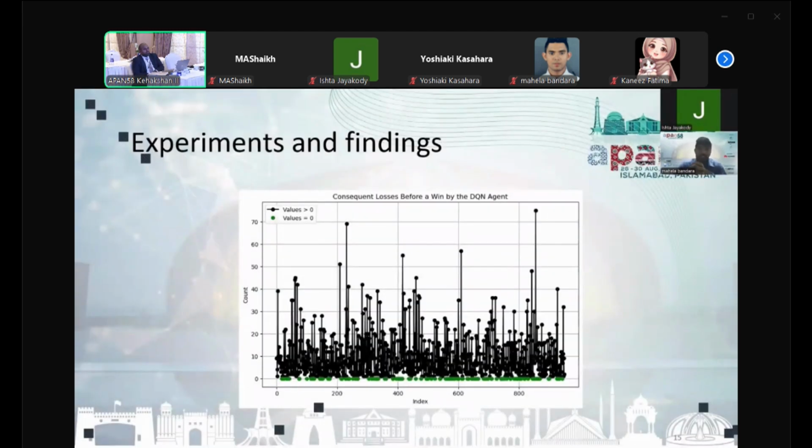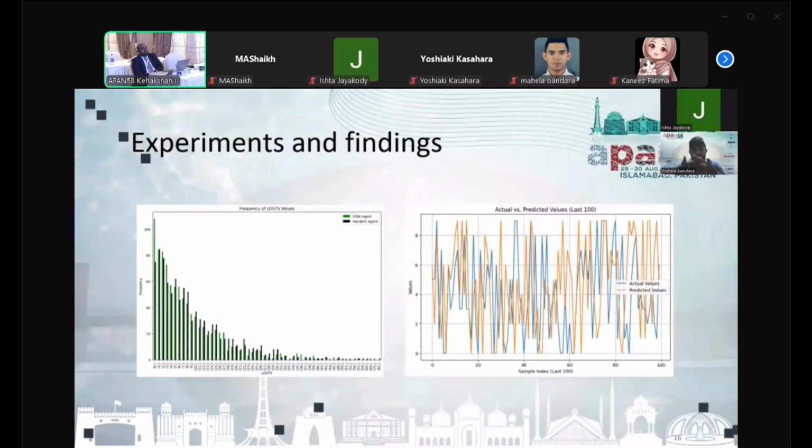This suggested that the DQN agent was more likely to make correct predictions on the first attempt with zero consecutive loss. As you can see, green dots have high frequency with less inconsistency compared to any other range of black dots. Experiments and findings: the DQN agent's predictions, denoted by green, had fewer consecutive losses, showing higher accuracy compared to random predictions, denoted by black.